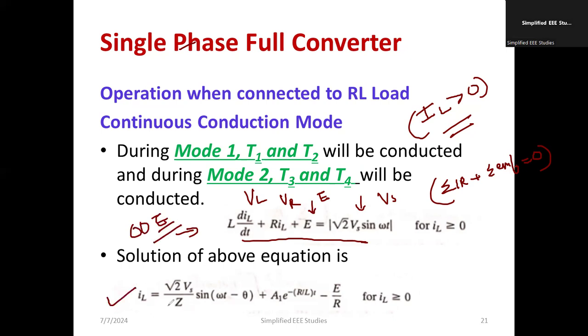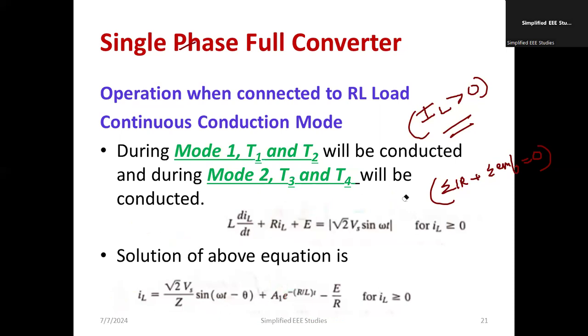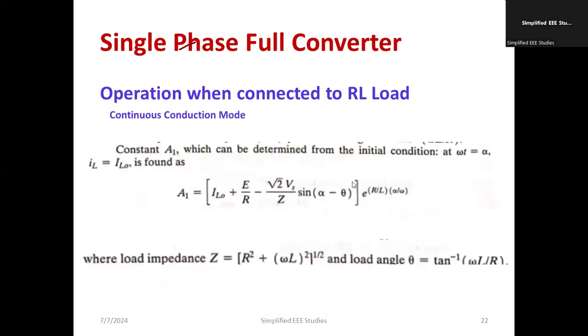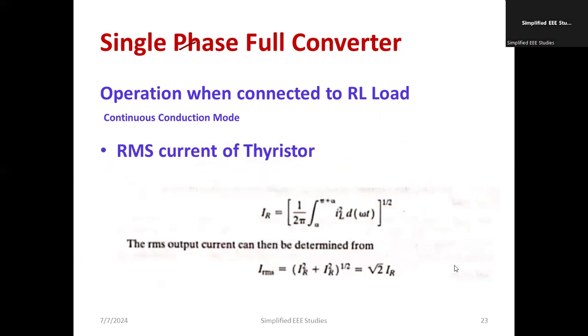By calculating the solution, I get it in this fashion. Here there is a parameter called A1. You have to apply the ODE concept, and then you will get the value of A1. So A1 equals (IL0 minus E by R minus root 2 Vs by Z sin(alpha minus theta)) times e to the power R by L, alpha by omega, where Z is the impedance, the square root of R square plus (L omega) square, since it is an inductive RL load. From that you can calculate theta: tan theta is equal to L omega by R. Therefore, theta is equal to tan inverse of L omega by R.